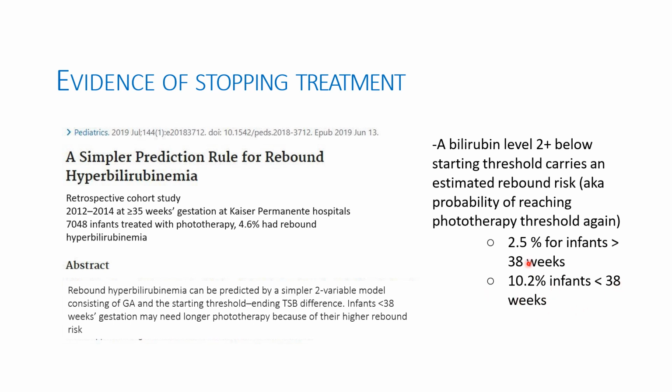In order to decrease this number in premature babies, they calculated the probability. Here we said 2 milligram per deciliter from the starting threshold. If you decrease to 5.5 milligram per deciliter from the starting threshold, you drop the probability from 10.2% back to 2.5%. So in a full-term baby, you can stop phototherapy when the bilirubin is 2 milligram per deciliter below the starting threshold. In a premature baby, you can wait longer.